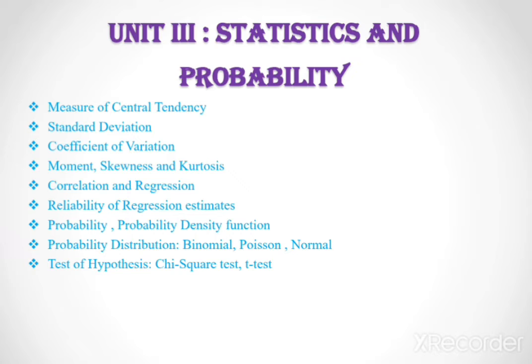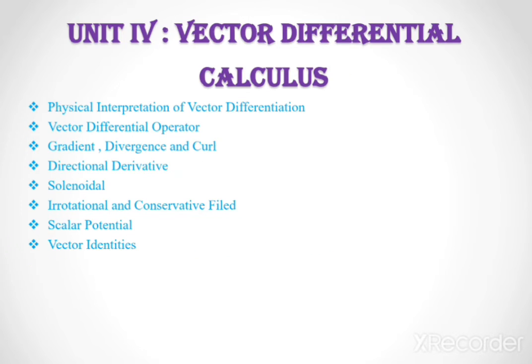In the second part, the contents are probability, probability density function, and probability distributions. 3 distributions are here: binomial, Poisson and normal. Test of hypothesis: 2 tests are here, the chi-square test and the t-test.